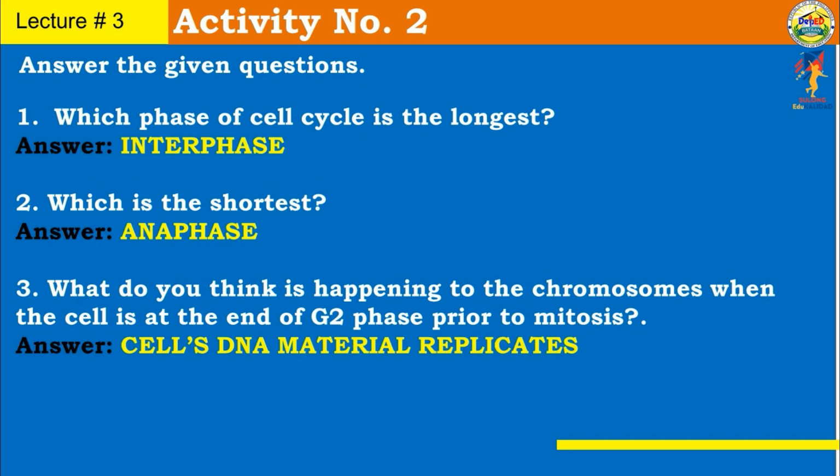Okay, let's check our answers. For question number 1, which phase of the cell cycle is the longest? The answer is interphase. For question number 2, which is the shortest? The answer is anaphase. For question number 3, what do you think is happening to the chromosomes when the cell is at the end of the second gap phase prior to mitosis? The answer is the cell's DNA material is replicated.